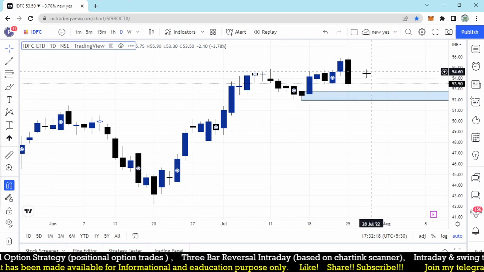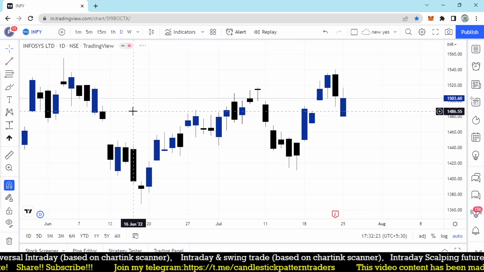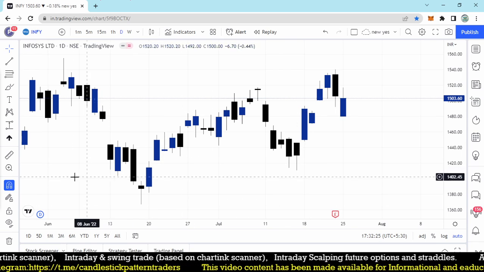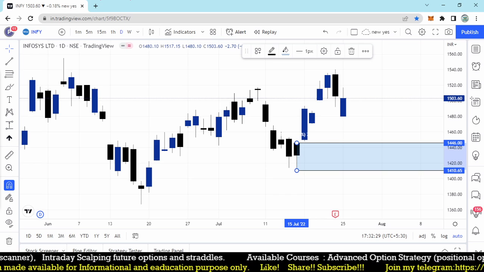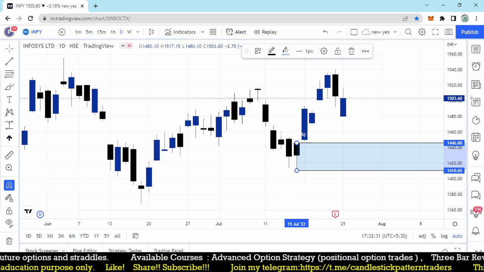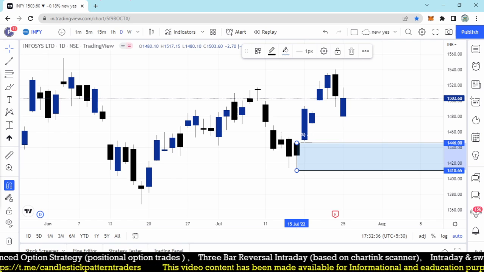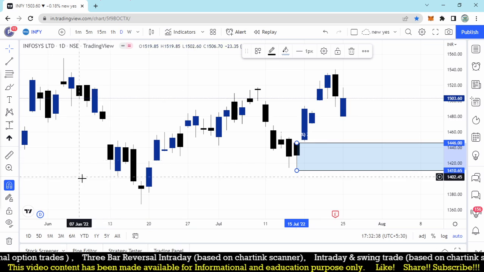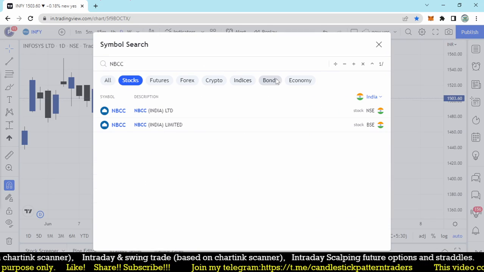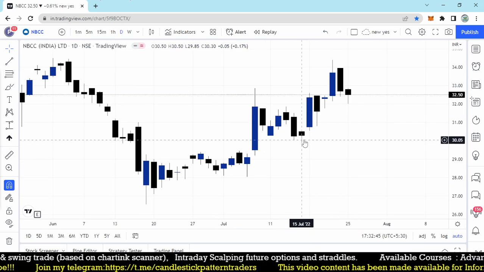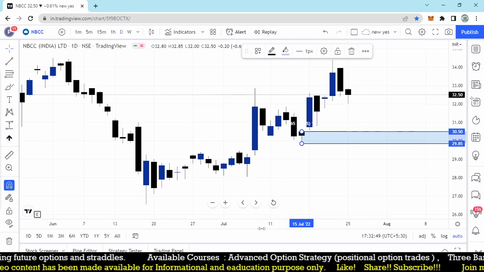Before that, we can see some other stocks like Infosys. On the same day, Infosys also formed such a pattern. There is a bullish sign after 5 consecutive down days, and there was a reversal in that particular stock. That is also good. That particular candle is what we are focusing on. And another stock, NBCC, is also working well on the day after it forms. From this bottom, it is moving well.